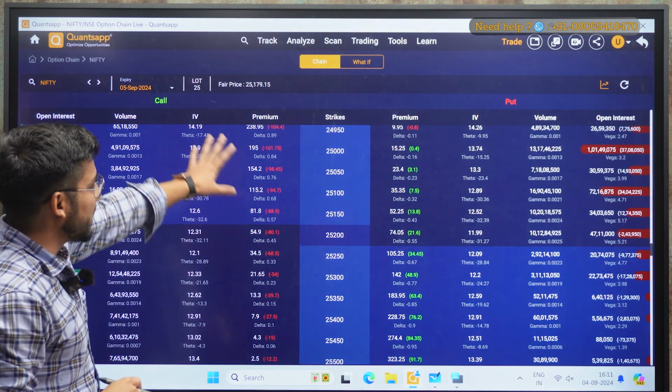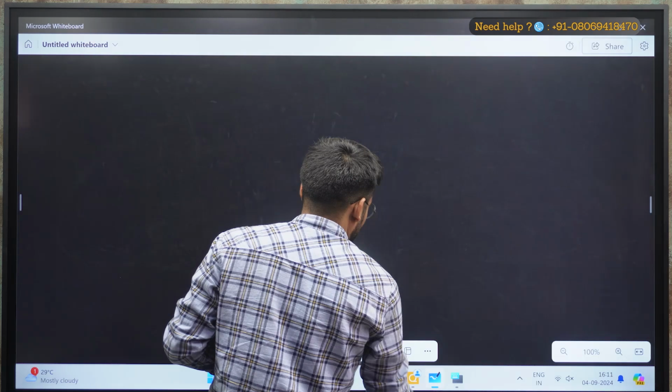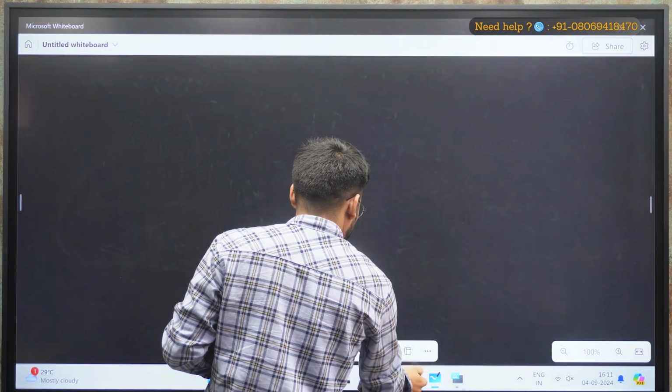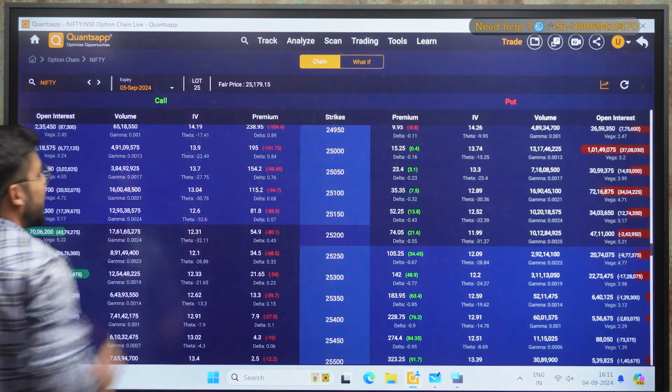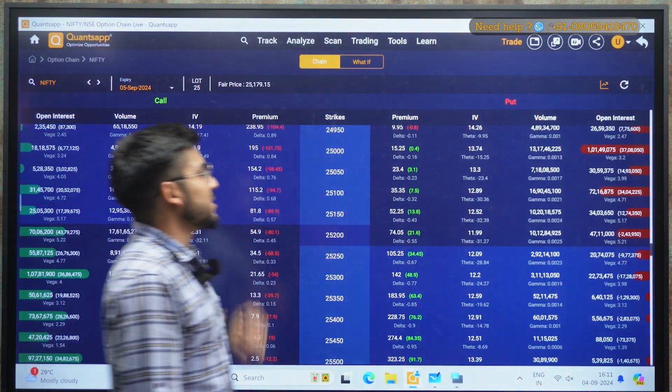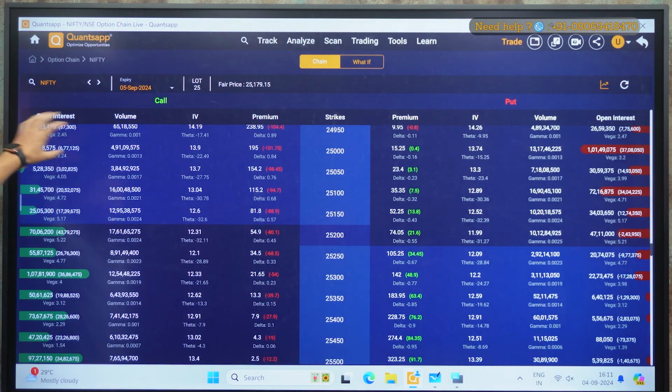Now when we are looking into the option chain, there are certain things. You can see on the call side there is open interest, volume, IV, and premium, and the same on the put side. The main thing here is the open interest.